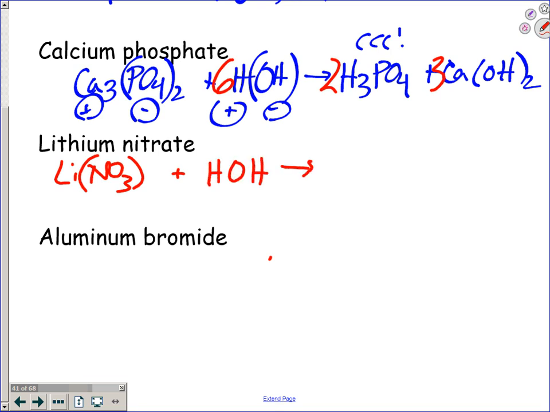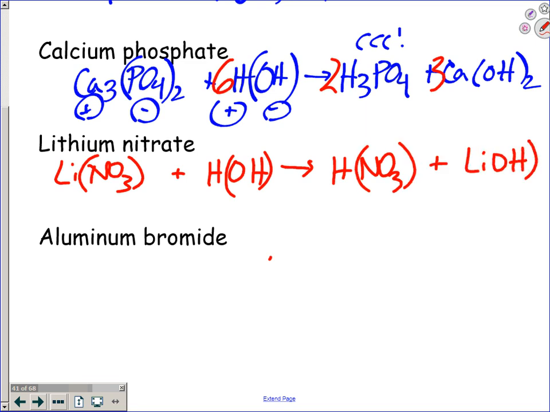HOH. All right, pick up from there, Zoe. HNO3. Wonderful. And then it's LiOH. All of these had a 1-1-1 charge, so it naturally balances overall. Will, pick up from there. Next one.